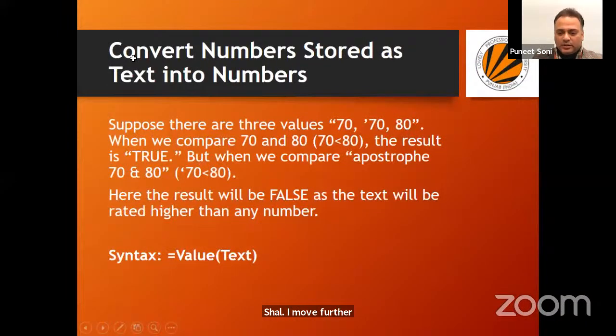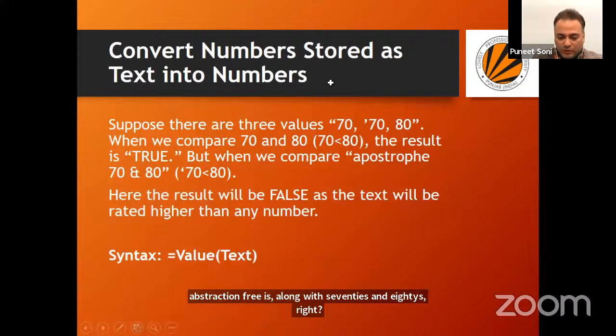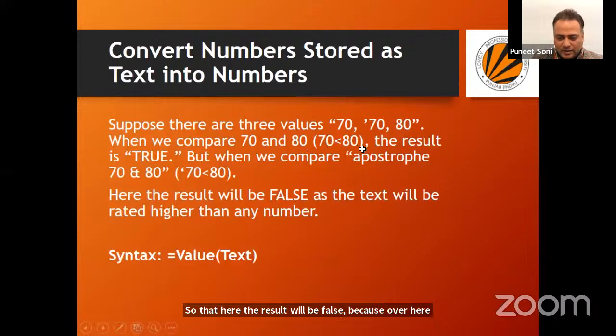Okay, the next one is to convert the numbers stored as text into numbers. Suppose there are three values, 70, 70 and 80, right? And when we compare these values, 70 and 80, so 70 is less than 80. So the result is true. But when we compare with the apostrophe along with 70s and 80s, right? So here the result will be false, because over here, if you can see this syntax, the bracketed syntax, 70 is less than 80.